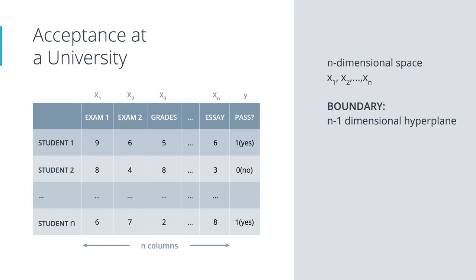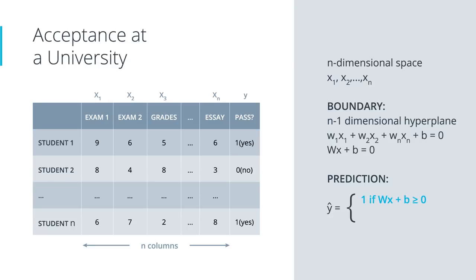And the equation of this n-1 dimensional hyperplane is going to be w1x1 plus w2x2 plus all the way to wnxn plus b equals 0, which we can still abbreviate to wx plus b equals 0, where our vectors now have n entries. And our prediction is still the same as before. It is y hat equals 1 if wx plus b is greater than or equal to 0, and y hat equals 0 if wx plus b is less than 0.